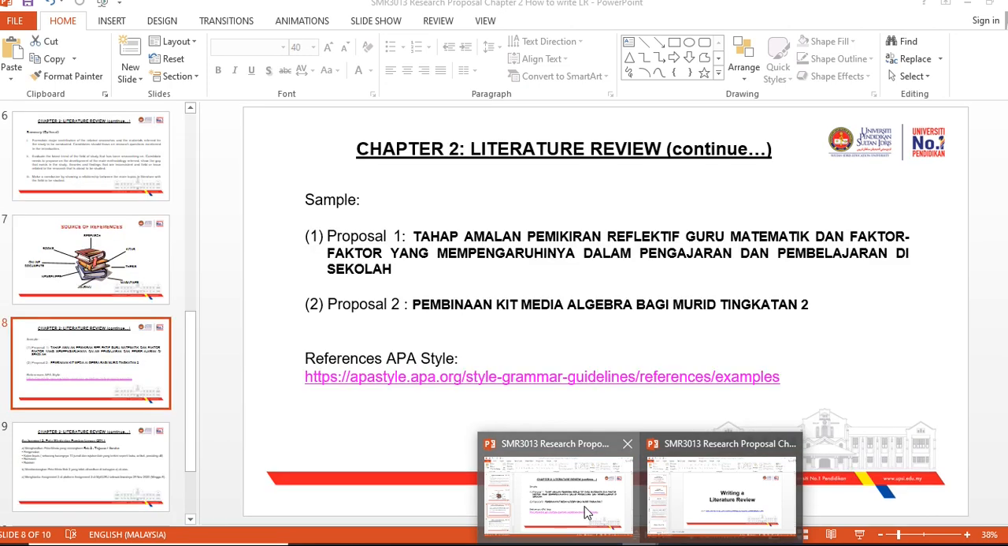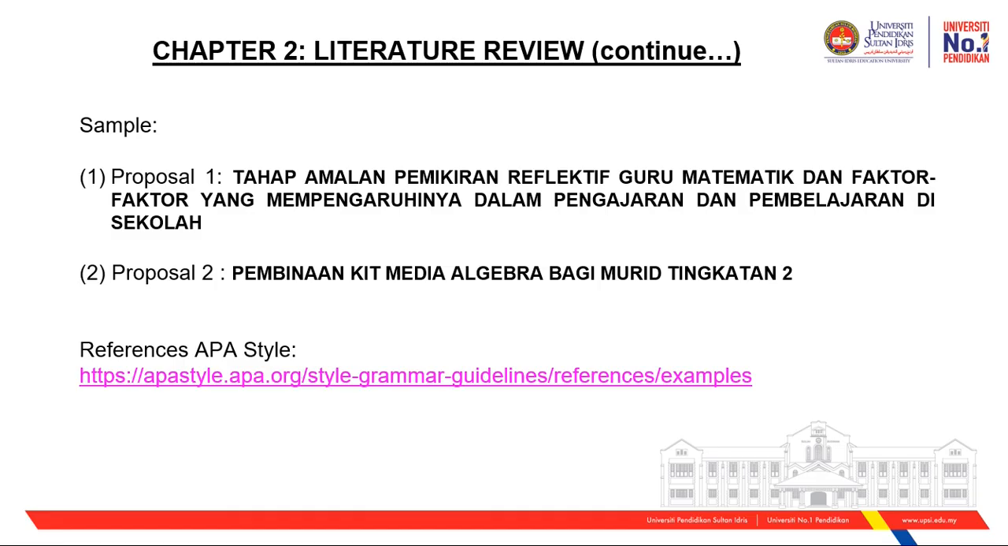So I think I should show you the example. Let's look at the example of the content for chapter 2. I'll show you the first example of a proposal. The title is Tahap Amalan Pemikiran Reflektif Guru Matematik dan Faktor-faktor yang mempengaruhinya dalam pengajaran dan pelajaran di sekolah. The second example is pembinaan kit media algebra bagi murid tingkatan 2. I will also later show you what the APA style of writing is, for reference writing and citation. So let's look at the example first.